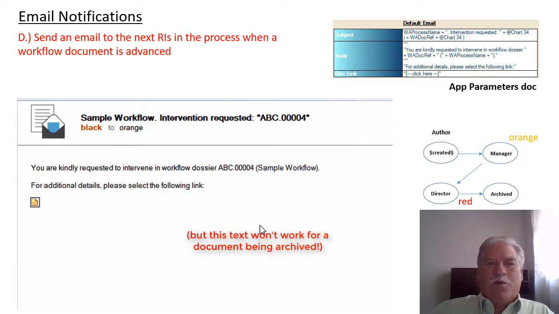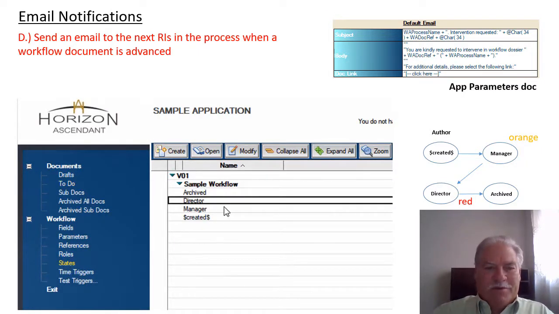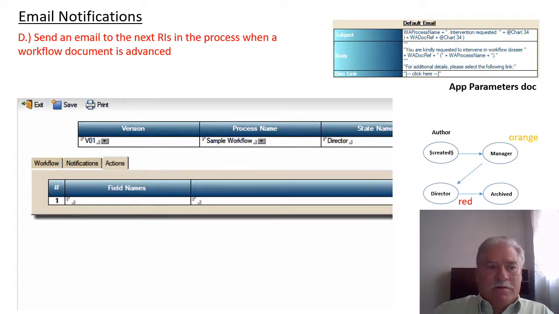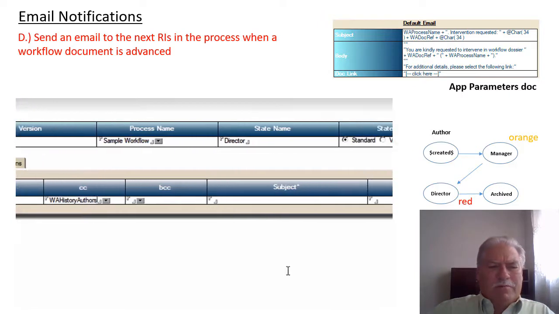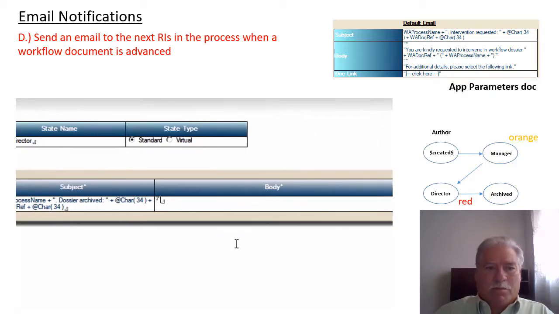Now, that text won't work for the email for any workflow document being archived because we can't say we're waiting for your intervention. So here's an example. We want to personalize the message. So what we'll do here is go over to the notifications tab. We want to say author. Why don't we put the history authors as well? That's a reserved field automatically maintained by the system, all the users that have intervened in the process.